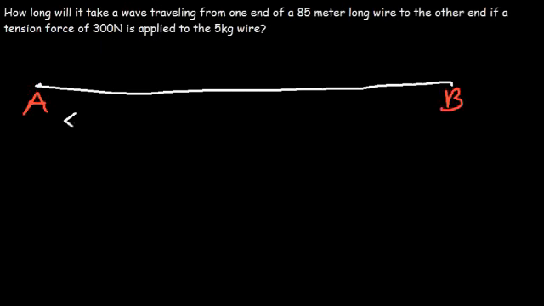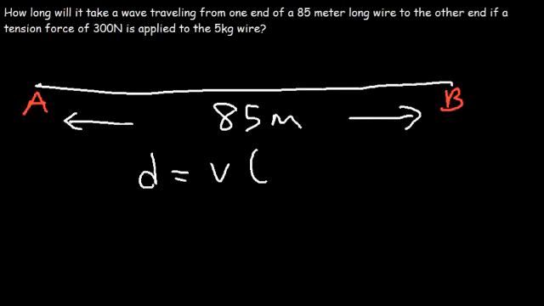Now the wire is 85 meters long. Once you apply a force, and once the wave is created, the wave will continue to move at constant speed. The equation that relates distance, constant speed, and time is this equation: d is equal to vt. We have the distance that the wave travels from one end to the other end. It's the length of the wire, which is 85 meters. We're looking for the time. So what we're missing is the wave speed. So we can find the wave speed using this equation.